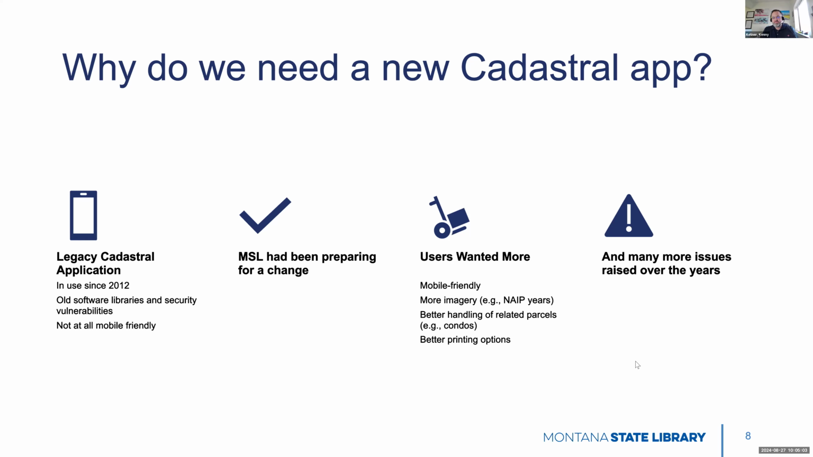Users wanted more functionality than the old site could provide. Again, the mobile issue, wanted different base map images, aerial imagery to use. And we had some issues with condominiums and other multi-owner properties on the same spot that we've improved a little bit, and better printing options as well.